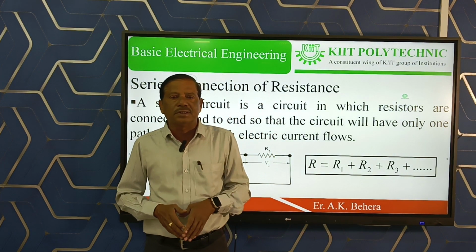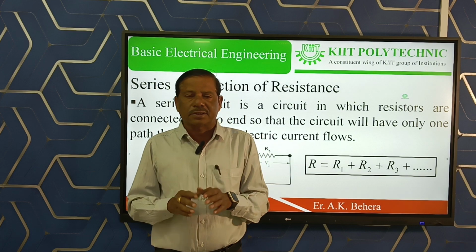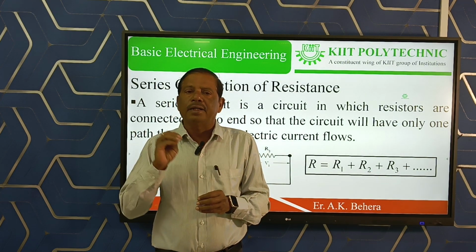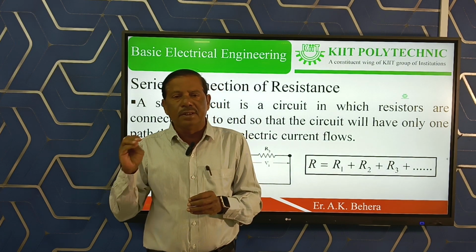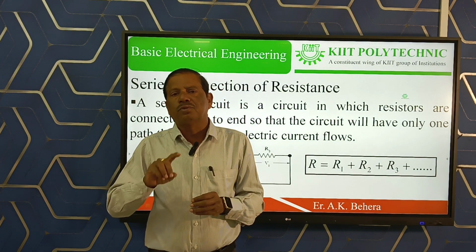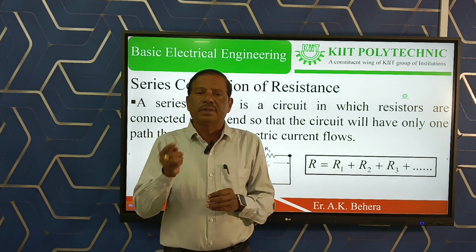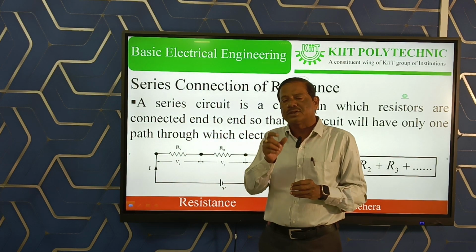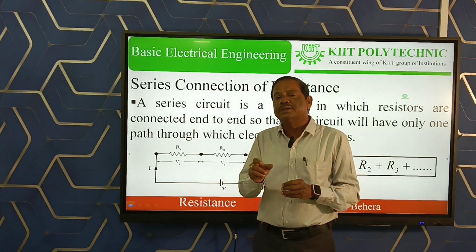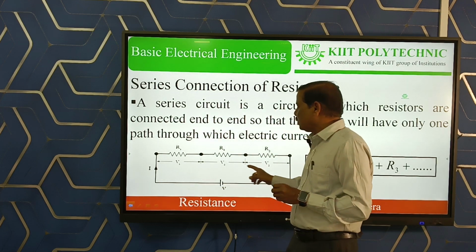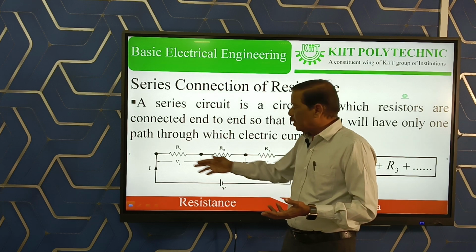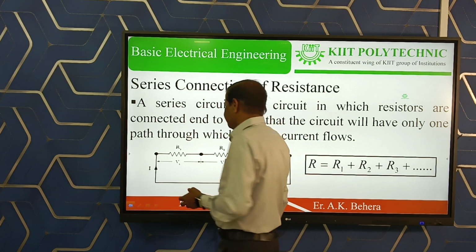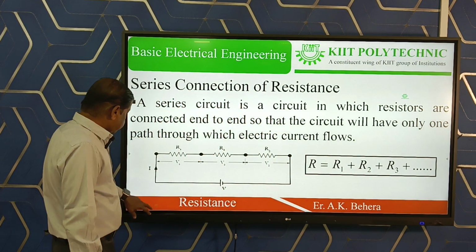So what is the conclusion in series connection? In series connection, the elements are connected one after another and the current flowing through them is the same through all the elements, but the difference is the voltage across each element. The voltage drop across each element is different. V1, V2, V3 are different amounts and the current is the same, whatever is flowing through R1, R2, R3.